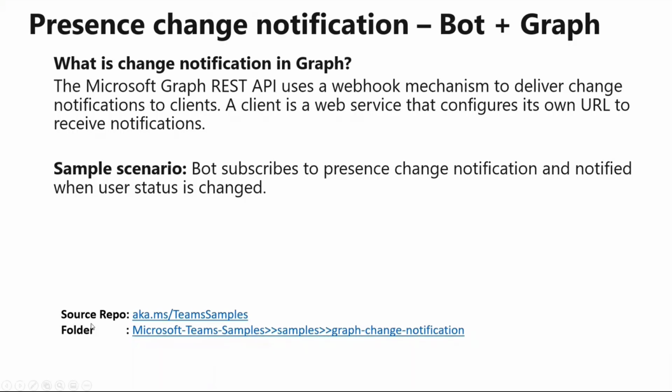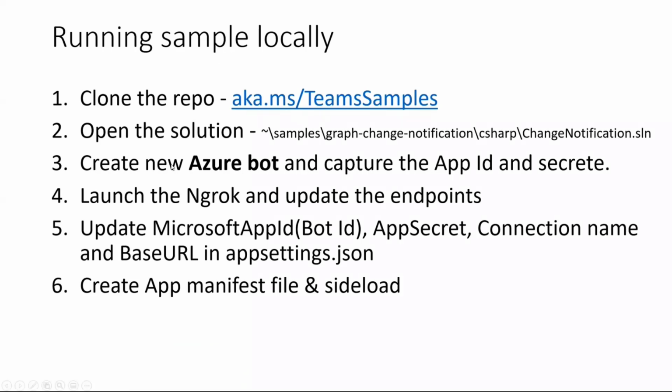This particular sample is present at aka.ms/teams-sample, under the graph-change-notification folder. To run this sample locally, we'll be cloning this repo. I've already opened this solution. Next, we'll be creating an Azure bot and capturing the required app ID, app secret, and the connection string. And we'll use ngrok to run that locally, and we'll sideload and try this out.